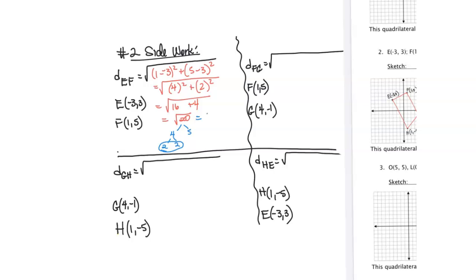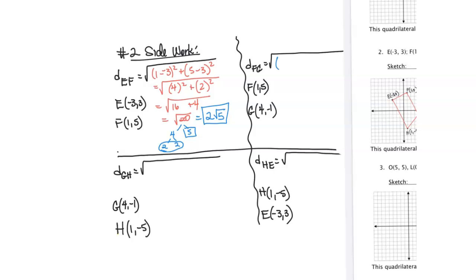So our answer, we can take out one of those 2's. Our 5, we cannot break down any further. So it's 2 times the square root of 5. And that's our distance for EF. So E to F has a distance of 2 times the square root of 5. Going to our next one, the distance for FG.